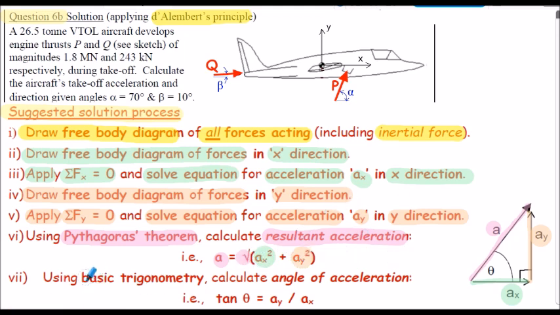We can then apply basic trigonometry to calculate the angle of the acceleration from the horizontal, denoted as theta here. And to do that, I would suggest using the tangent function. So tangent of angle theta is equal to the acceleration in the y direction divided by acceleration in the x direction. So that's an outline of the suggested solution process to solve question 6b. I would now encourage you to stop the presentation and attempt question 6b, but I will show you the full worked solution on the following slides.